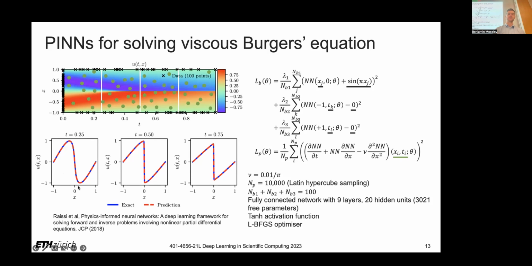Yeah, and you see the neural network solution is basically bang on the exact solution in this case. And what's impressive is it gets the shock as well, to a good amount of accuracy. Okay, cool.